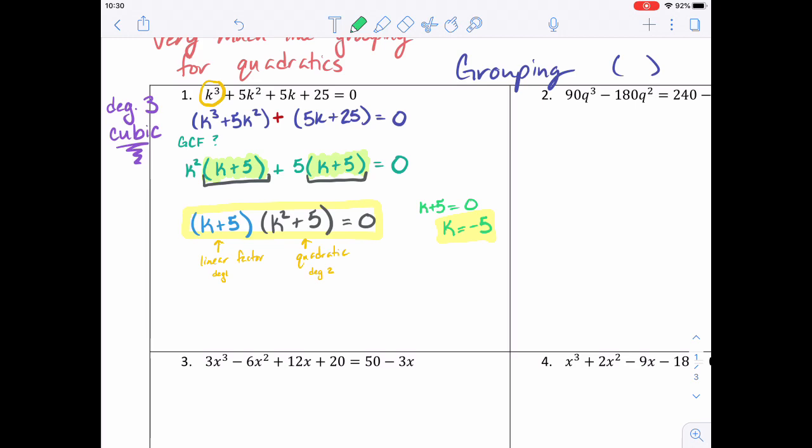So our quadratic factor, k squared plus 5 equals 0. We're going to solve this using square roots. We're going to subtract 5 from both sides. Get k squared equals negative 5. And then we're going to take the square root. Remember, whenever we take the square root, you must do plus or minus square root. So in this case, we get the plus or minus square root of negative 5.